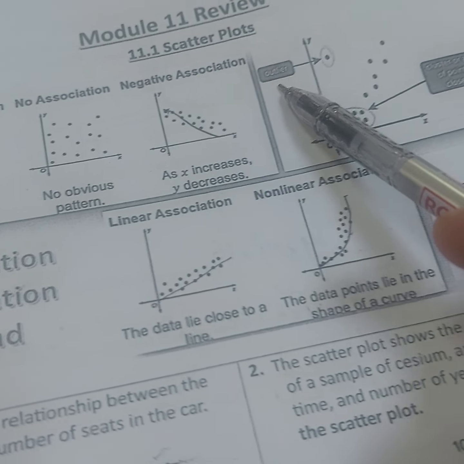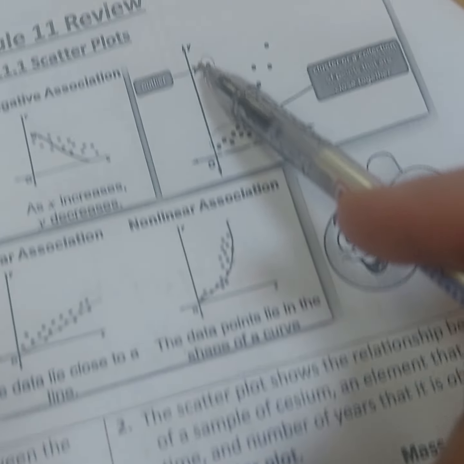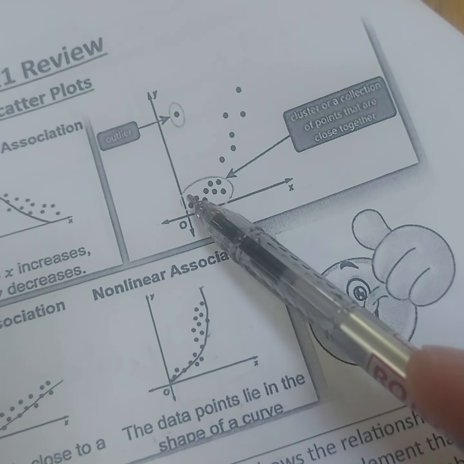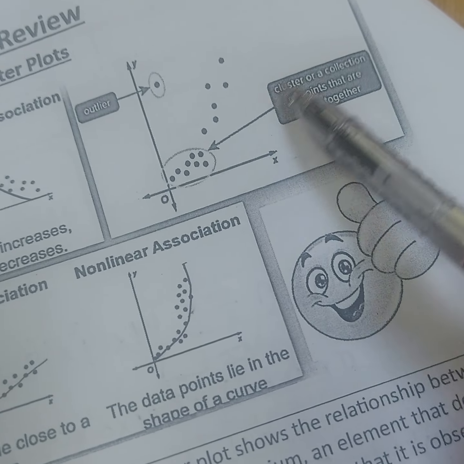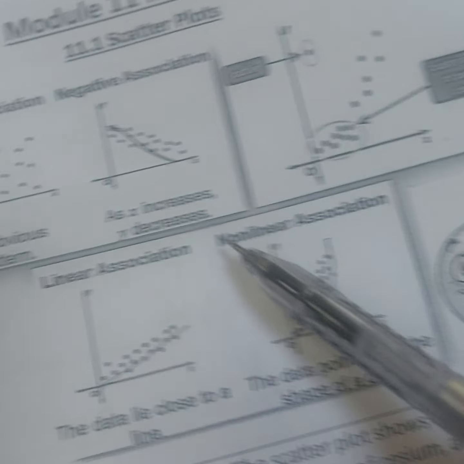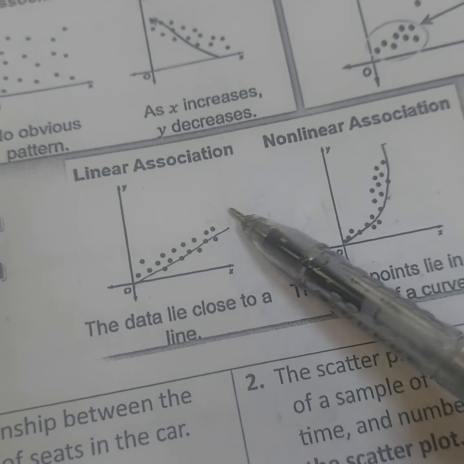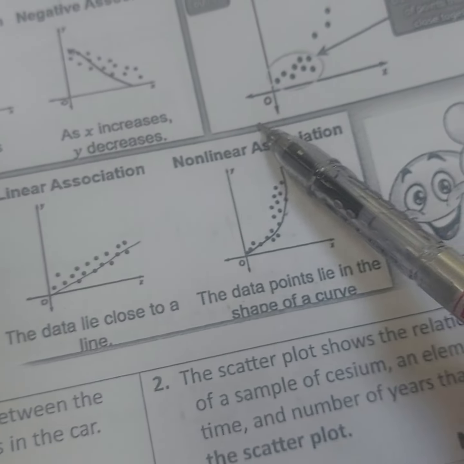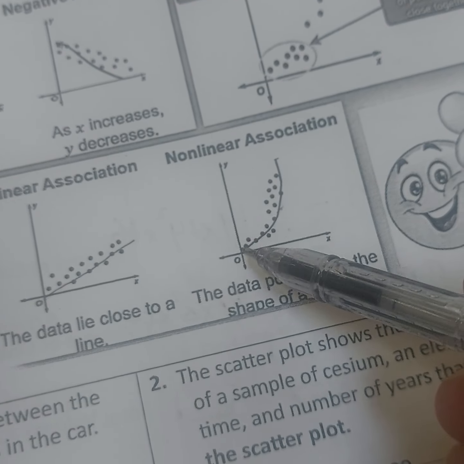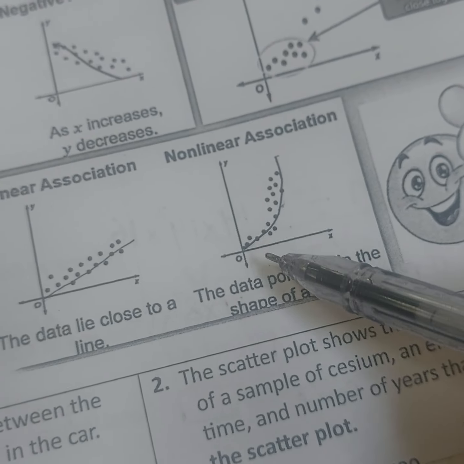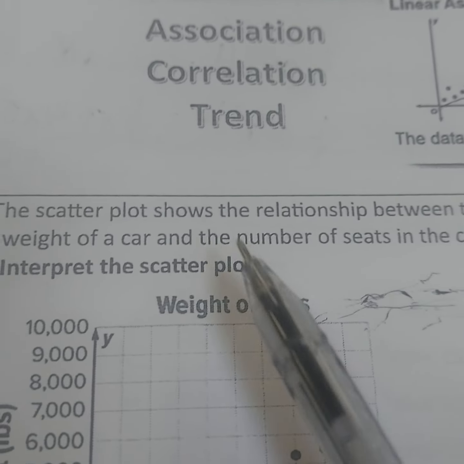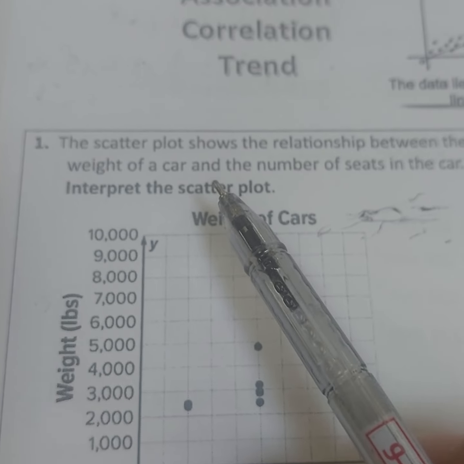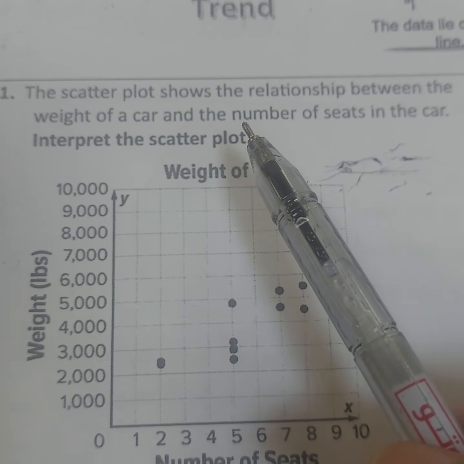Okay? An outlier is a point that is alone, and the cluster is the group of points together. Whenever I have a group of points together, we call it a cluster. And also we have two types of associations, either linear that makes a straight line, or non-linear that makes a curve like this one. So together, the scatter plot shows the relationship between the weight of a car and the number of seats in the car.